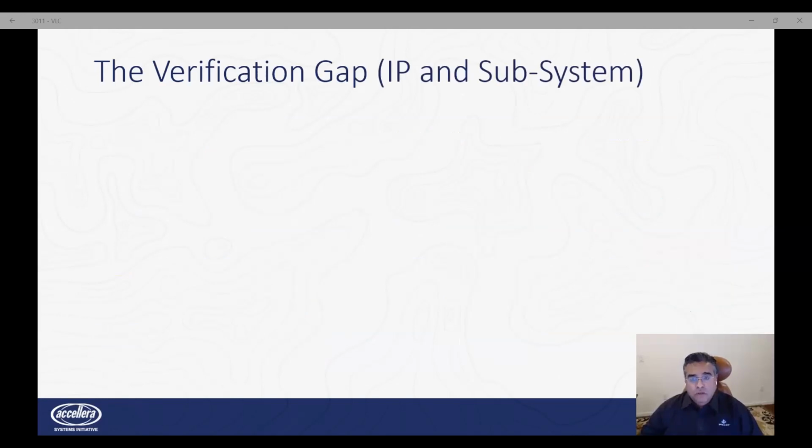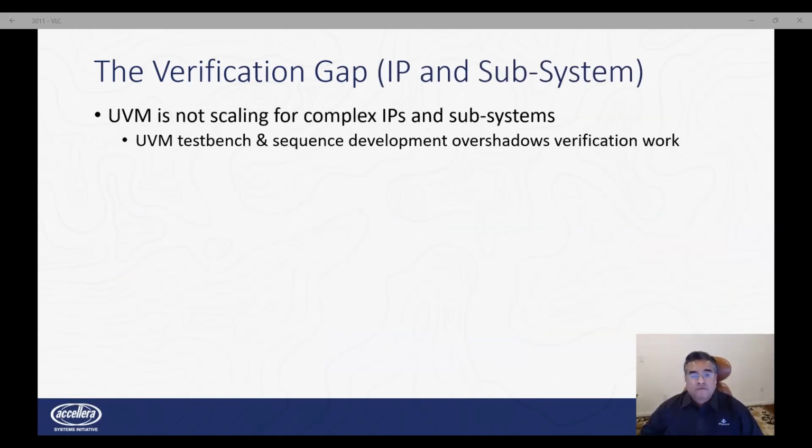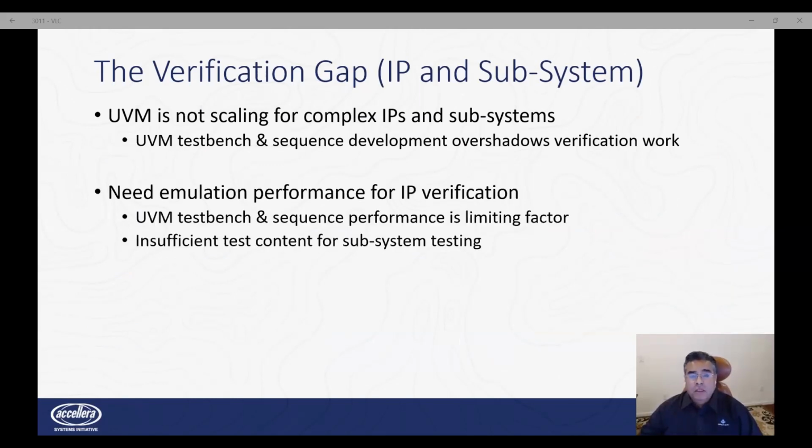There are many problems with these flows. First, UVM is not scaling for us, especially as we get to complex IPs and subsystems. The test bench and the sequence development itself is becoming a beast, and that overshadows the actual verification work. As our IPs get more complex, simulation is simply not fast enough, and we have to have the emulation performance to get through the verification and the validation we want. However, UVM test benches and the sequences greatly slow down emulation, so that makes it non-viable.